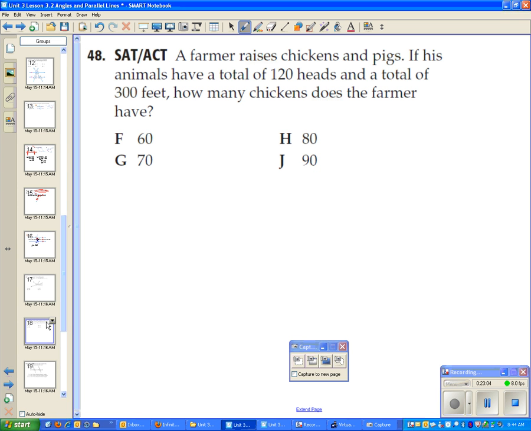All right, so there's 120 total animals. I mean, we do know there's 120 animals, don't we? All right. We're assuming each animal has one head. I know, big assumption. All right, so what can we do with this?